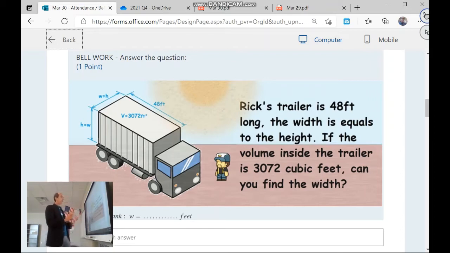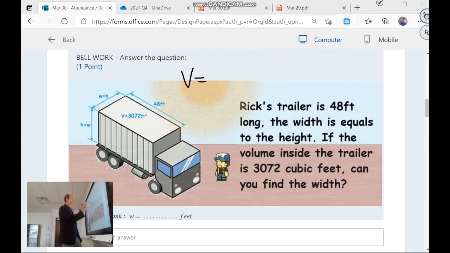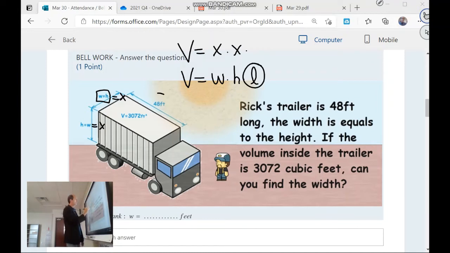Check this out. Rick's trailer is 48 feet long. The width is equal to the height. If the volume inside the trailer is 3072 cubic feet, can you find the width? Volume is equal to width times height times length. This is the formula you will need, right? You know width is equal to height, so you can say they're both equal to x. Then you have the volume equals x times x times the length, which is 48. So apply this, and you're going to be able to find the value of the width.